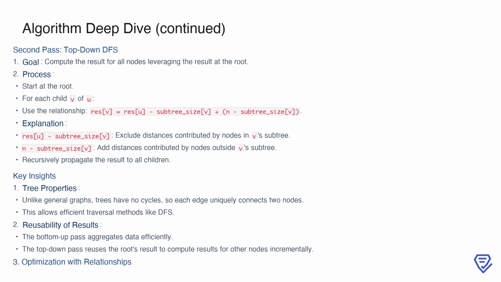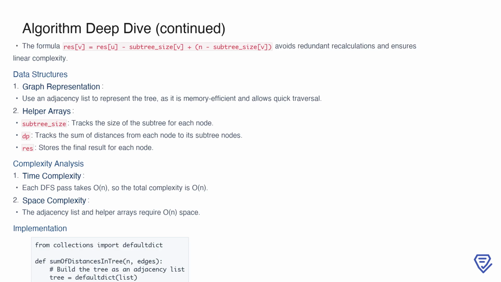The combination of bottom-up aggregation and top-down propagation allows us to compute the solution in linear time. Additionally, the reuse of previously computed values ensures that our approach is highly optimized. The formula used in the top-down pass not only avoids redundant computations but also ensures our solution's linear complexity.